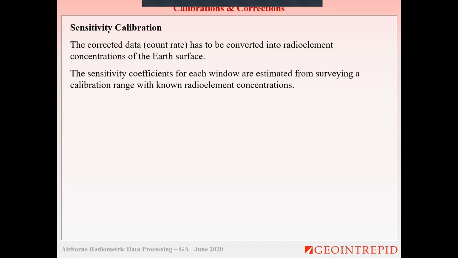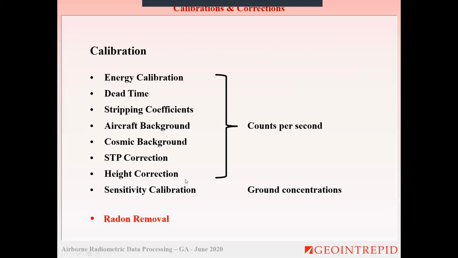Sensitivity calibration is fairly easy. If you have a dynamic calibration range, you basically survey the calibration range at standard survey altitude. And before that, or preferably at the same time, you actually have the ground control or ground measurements, and from the comparison between the airborne data and the ground data, you do get the sensitivity coefficients that are applied to finally get each radio element concentration out of the data. From the energy calibrations until height correction, everything is in counts per second, and only at the very end.